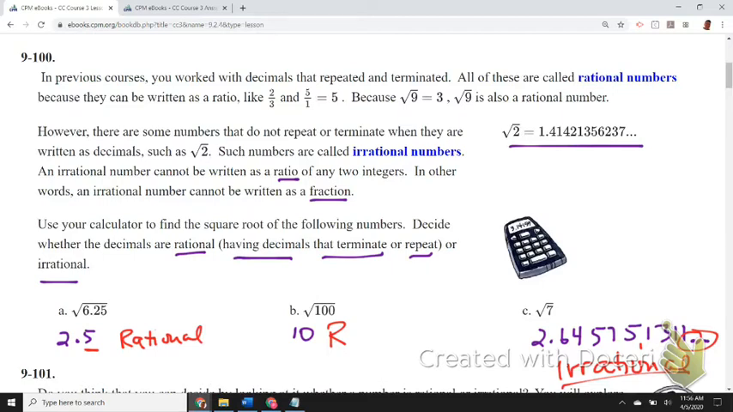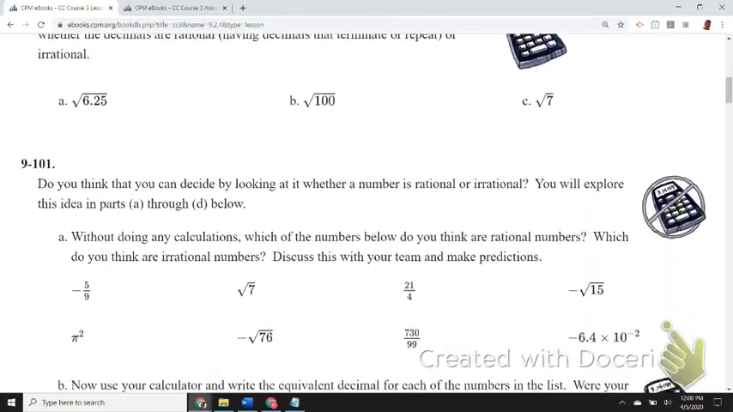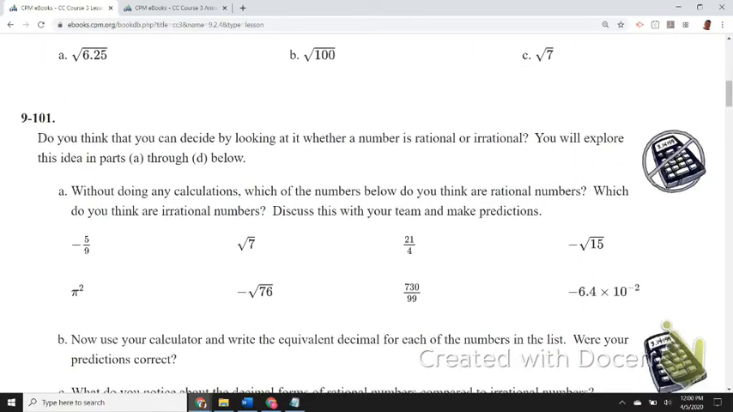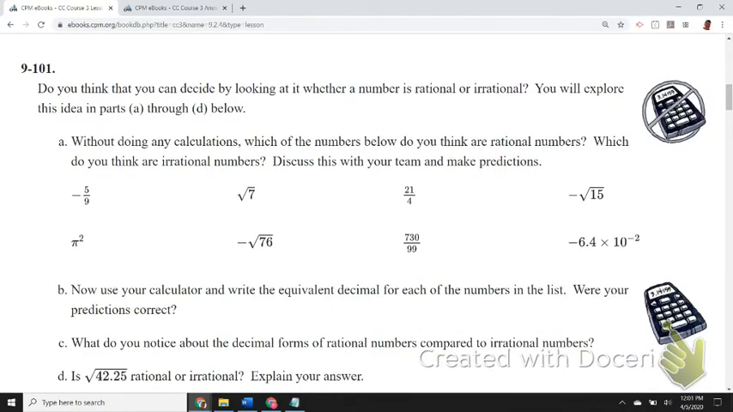Okay, let's move on to the next problem, 9-101. It says, do you think that you can decide by looking at whether a number is rational or irrational? You will explore this idea in parts A through D below. So it says here, without doing any calculations, I want you guys to make a prediction of which ones you think are rational or irrational. Just write R for rational, I for irrational. Okay, so pause the video right now. There are 8 numbers that you see on problem A. Just make a quick prediction whether you think they are rational or not. Okay, go.